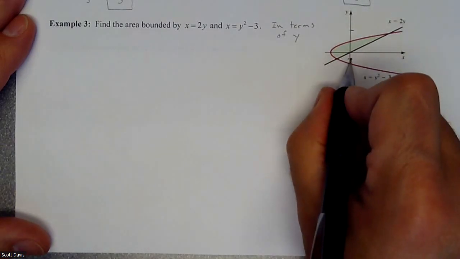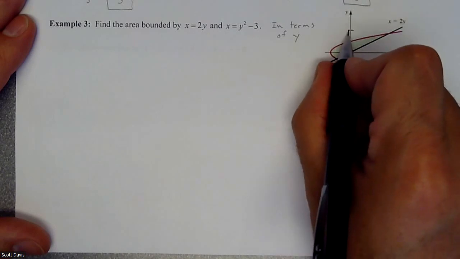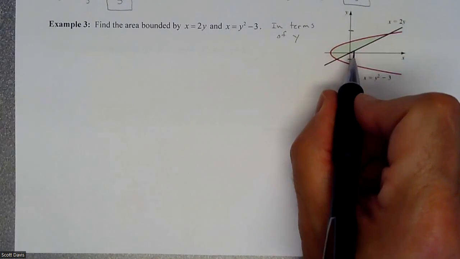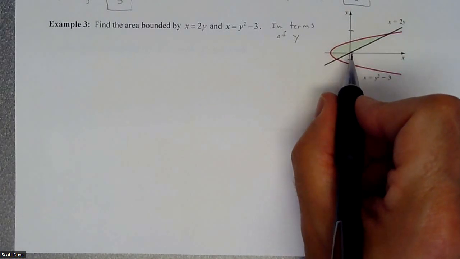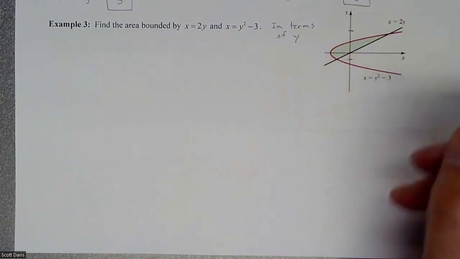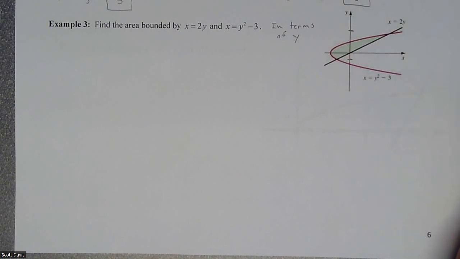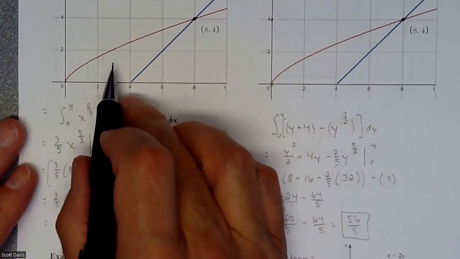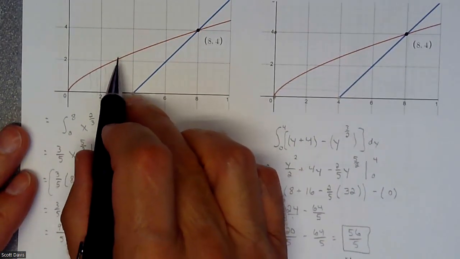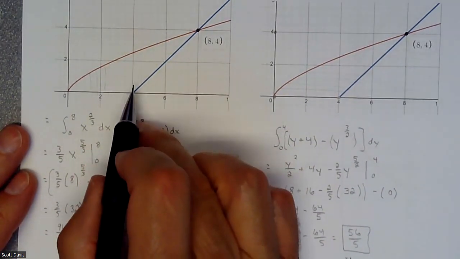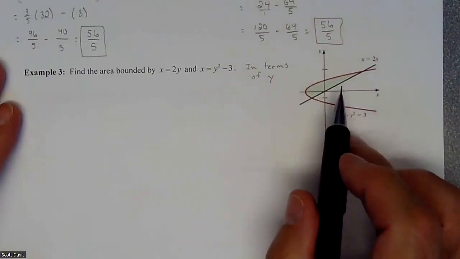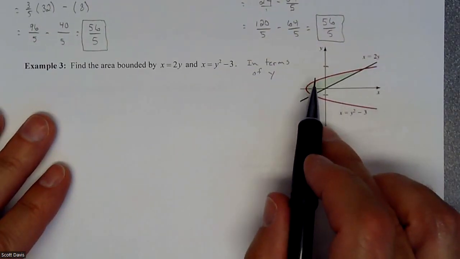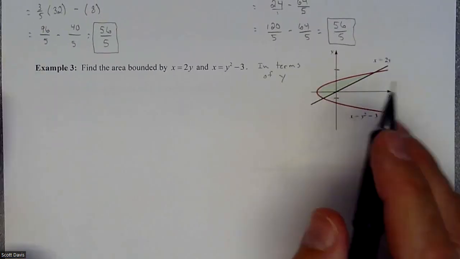So we're going to figure out what that y value is. We have to take the equation further to the right minus the equation further to the left. So if it was with respect to x, then you'd be taking the top equation minus the bottom equation. But when it's y's, you're taking the equation on the right minus the equation on the left. Okay, that's the big difference.